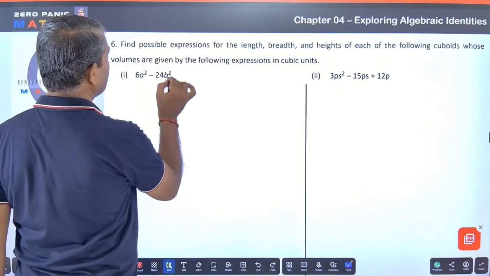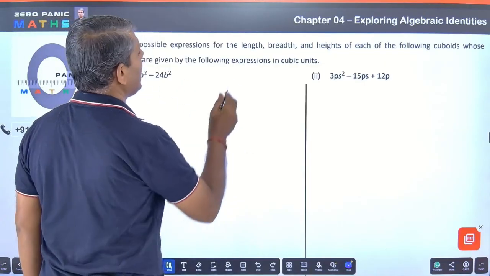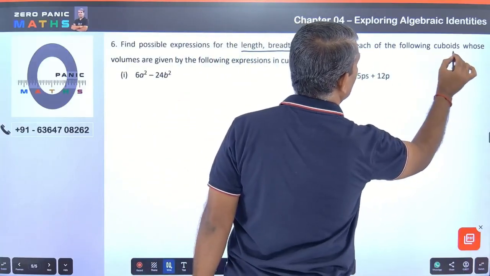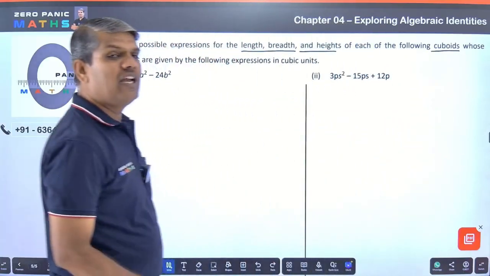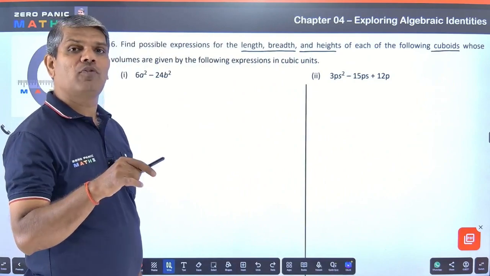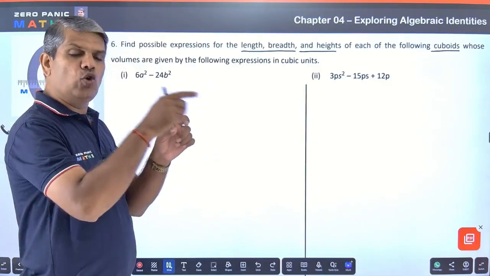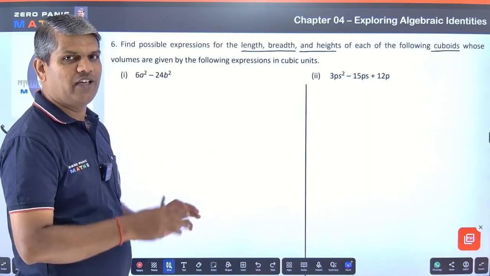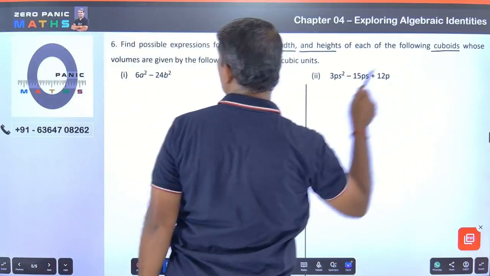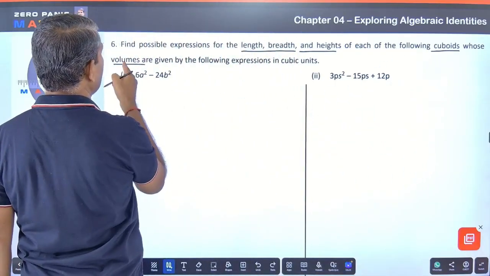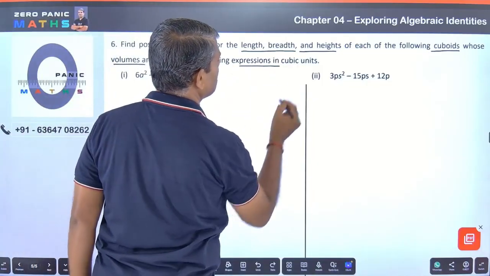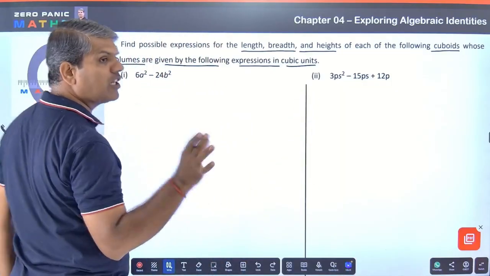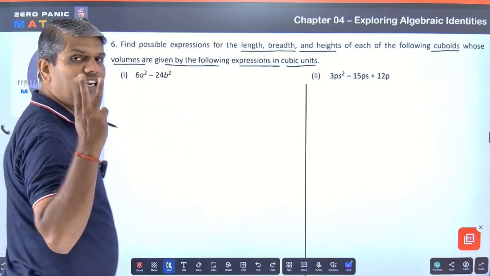Okay, so resolving these expressions, you are going to get three factors. Okay, and that is what they wanted: length, breadth, and height of each of the following cuboids. They are saying cuboids. And while studying the a plus b whole cube formula, we have seen that the cube always represents the volume of the cuboid. Okay, whose volumes they have already given here, are given by the following expressions in cubic units. Let us write this expression in terms of three factors, or resolve this expression to get three different factors.